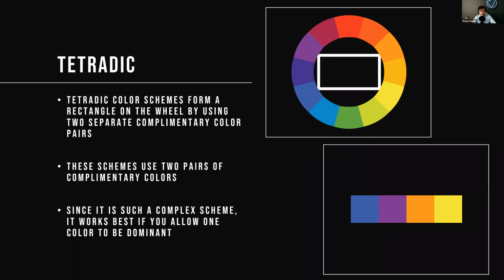Since it's such a complex color scheme, what you'll see a lot of the time in design is that you allow one of your colors to be the dominant color. So in this example, I would maybe pick blue to be my main color. I would use that on maybe the background or something like that. And then I would make text or elements within the document these other colors.